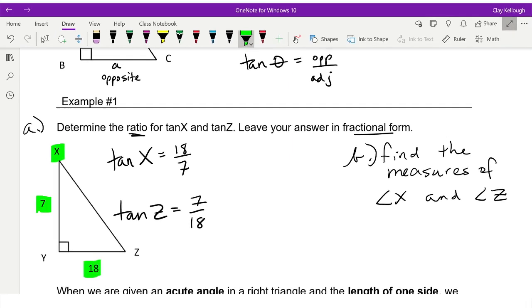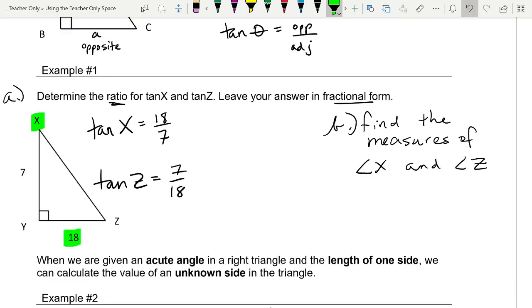But, let me back up now. If I'm talking about angle z, this is the opposite, and this is the adjacent. Right? Logically, they switch, because you're talking about a different angle now. Is that cool? All right. Now let's do the B part of the question.